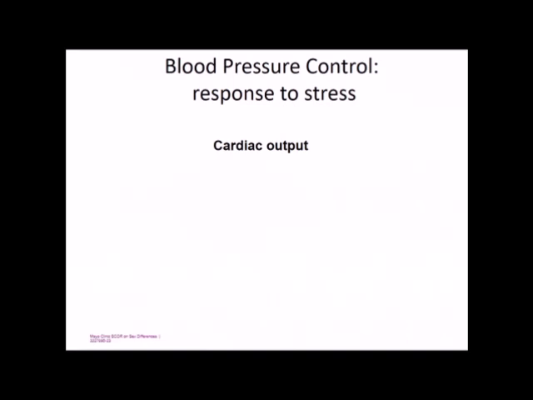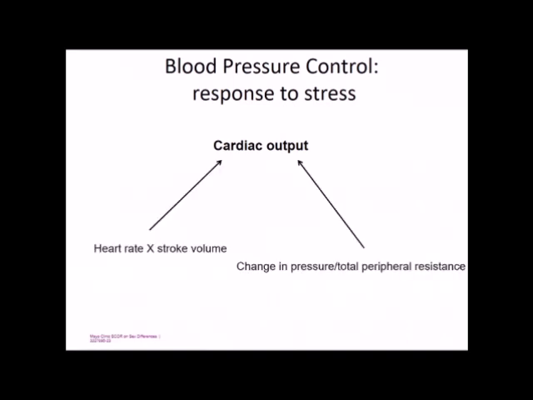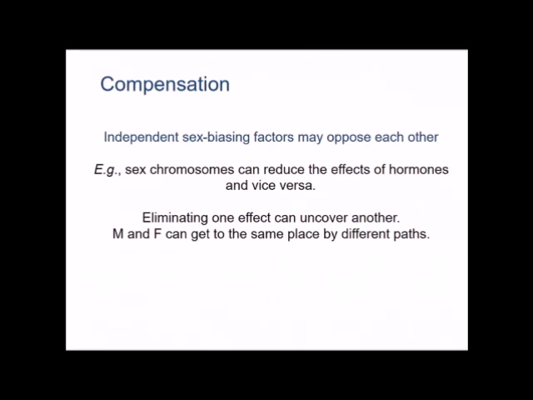Cardiac output is regulated in both men and women, and it reflects both heart rate and stroke volume and changes peripheral pressure and total peripheral resistance. But females regulate cardiac output more by heart rate than males, where males regulate it more by total peripheral resistance. So what you can see is cardiac output is regulated the same in men and women, but you get to it by different ways. This is really important because when you're talking about independent sex biasing factors, they can oppose each other. Okay? You can get to an effect. Males and females can get there, but by different paths.